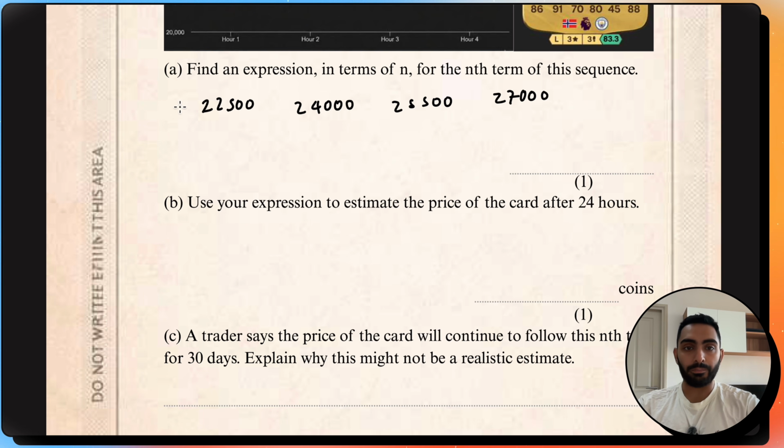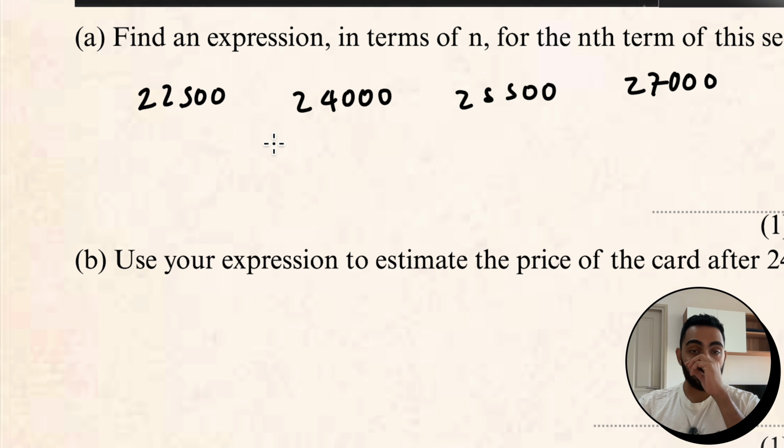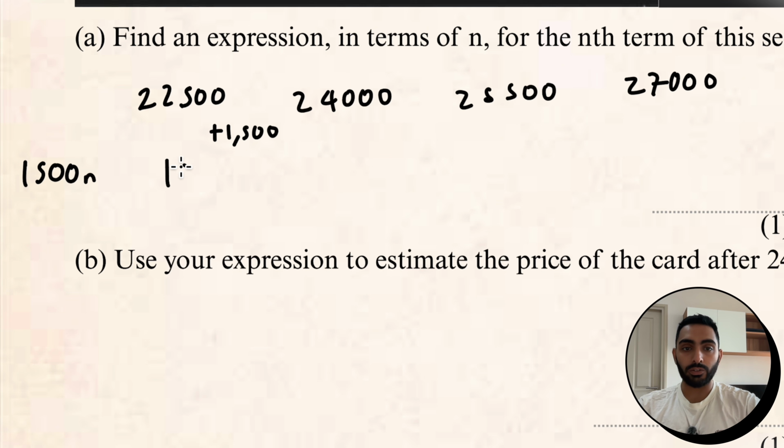We just need to find the nth term. First thing that we need to do is find the common difference. What is it always going up in? If I take away this one from this one, I would see that we're always adding 1,500 each time. We're going to start off with 1,500n, and we need to write out our 1,500 times table: 1,500, then 3,000, then 4,500, and then 6,000. I don't need that many.